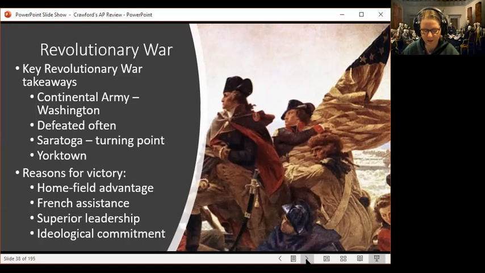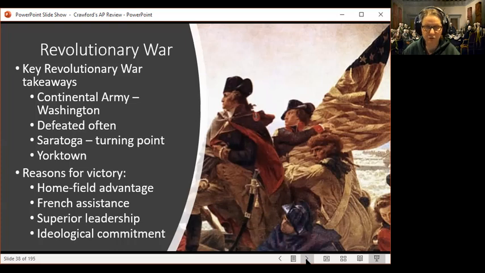The Battle of Yorktown is the last real battle. This Revolutionary War still goes on actually for a little while, just nothing happens. But Yorktown is what we say is the last real battle, the last real issue. So why do they win? They have home field advantage. They know the land. England has to transport those goods a really far distance.